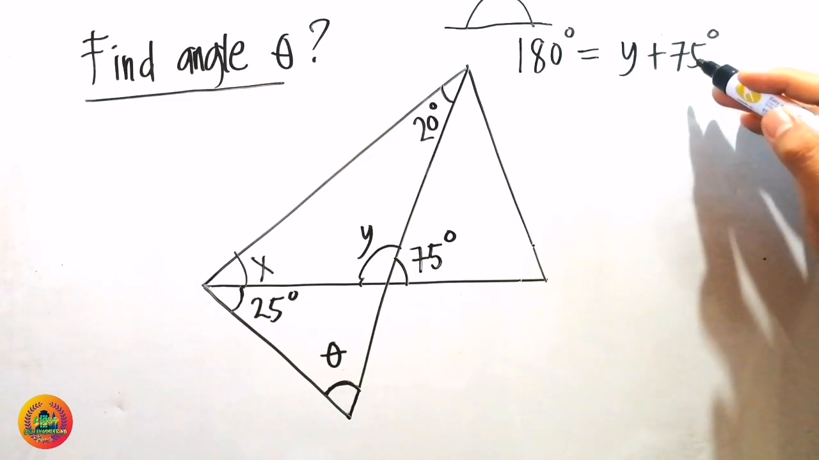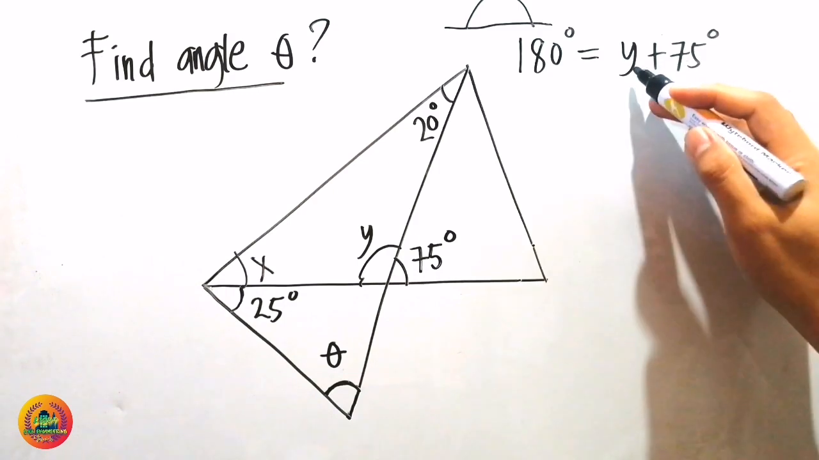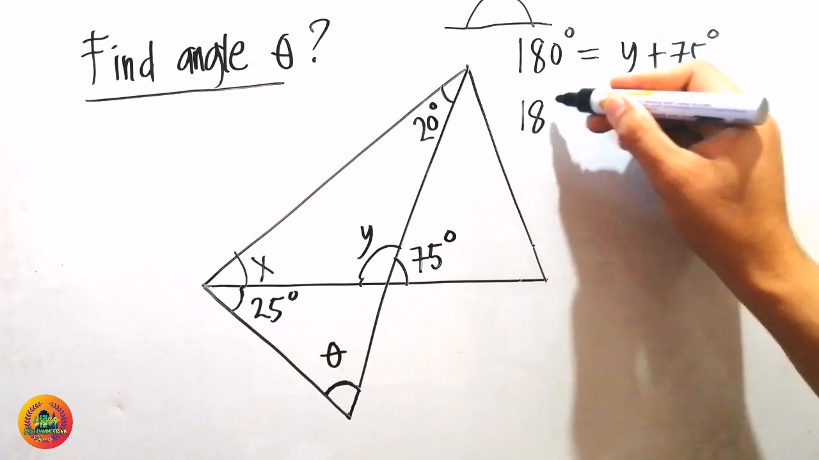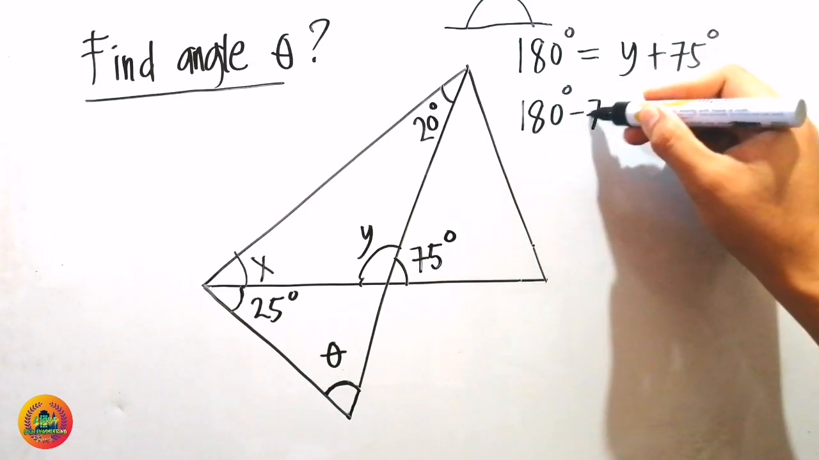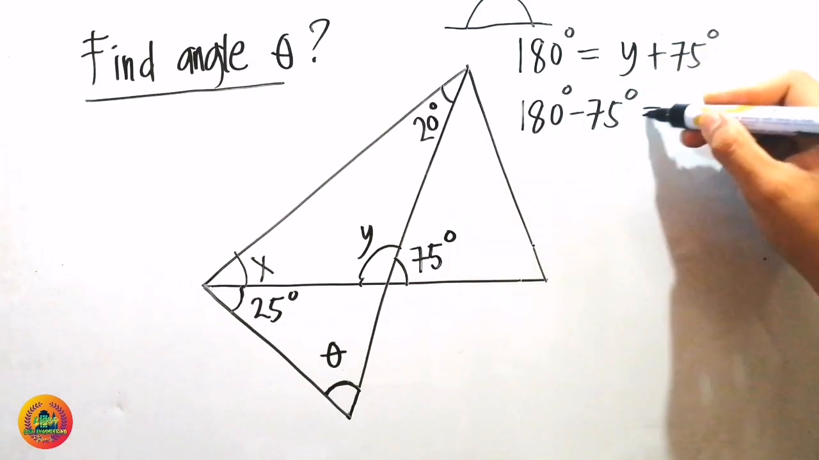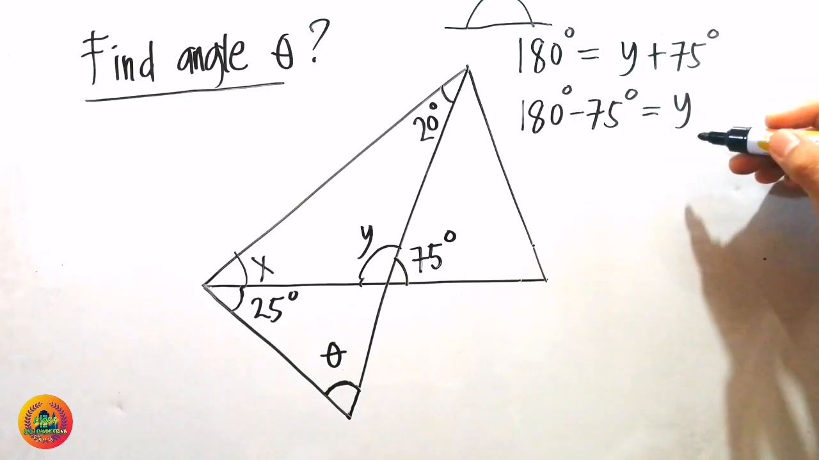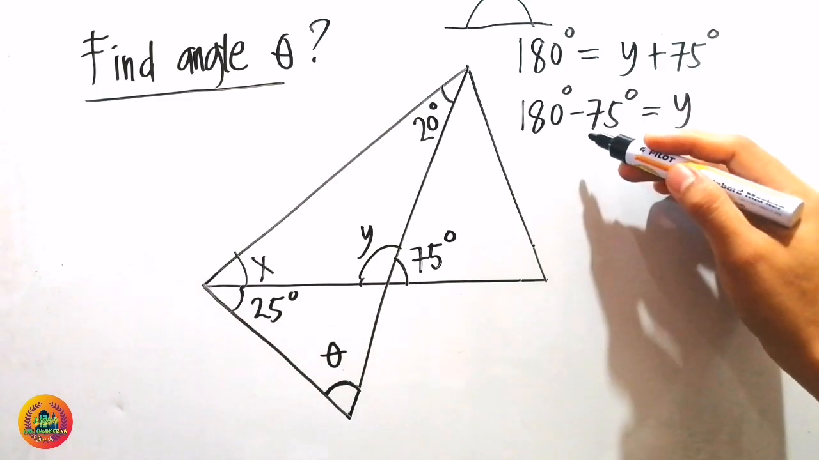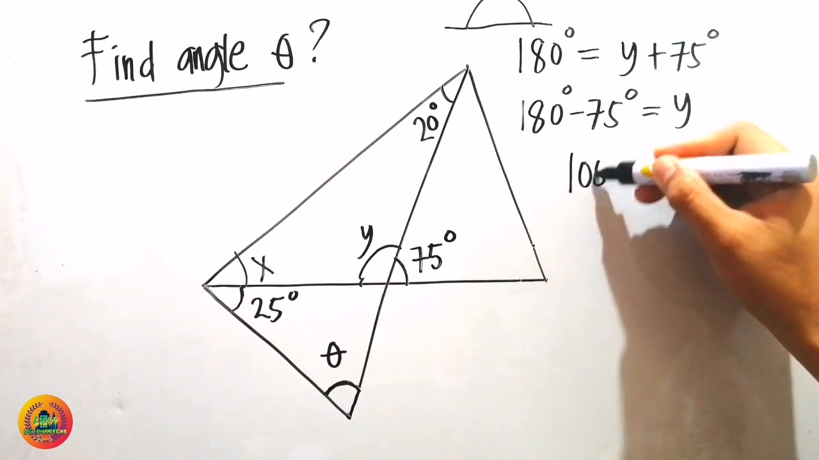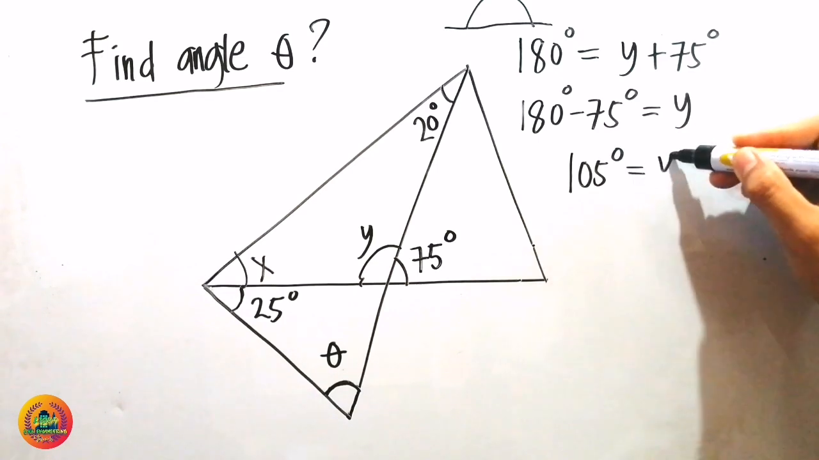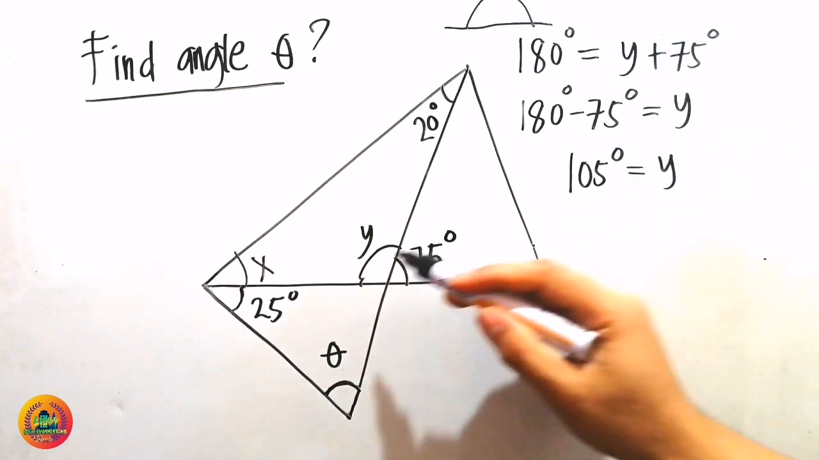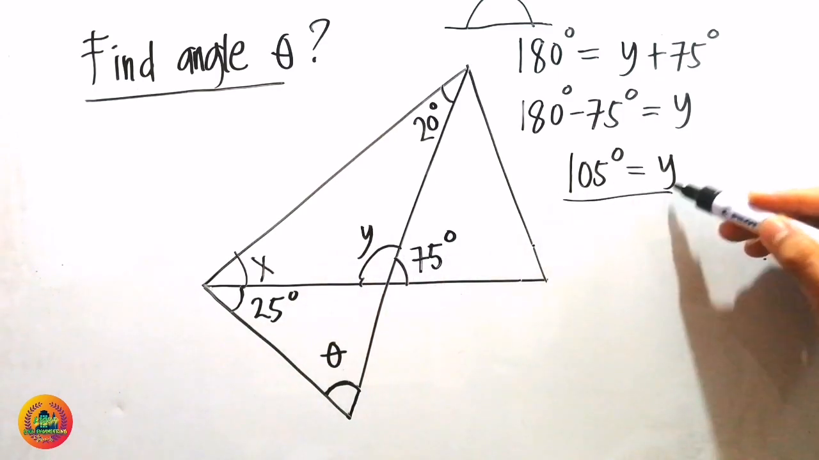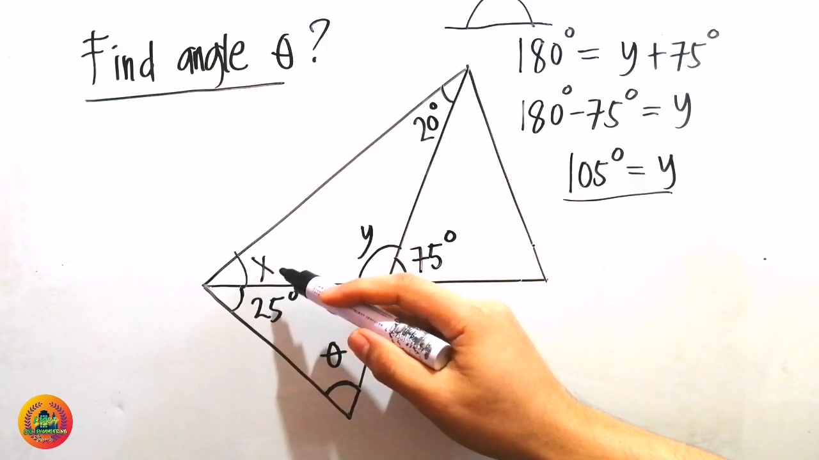So now we will transpose this 75 degrees to the other side. So this becomes 180 degrees minus 75 degrees is equal to y. Now we will subtract 180 minus 75, so it is 105 degrees. So we have now the value of y. So y here is equal to 105 degrees.